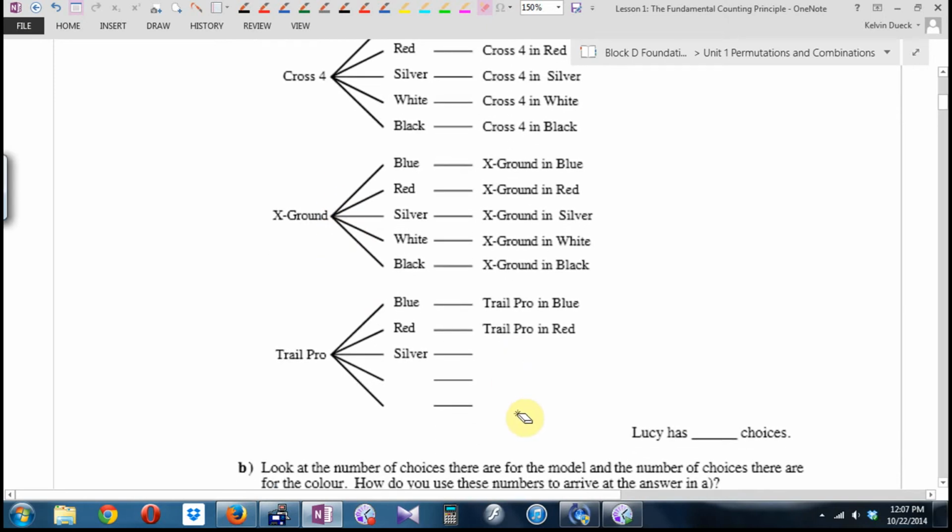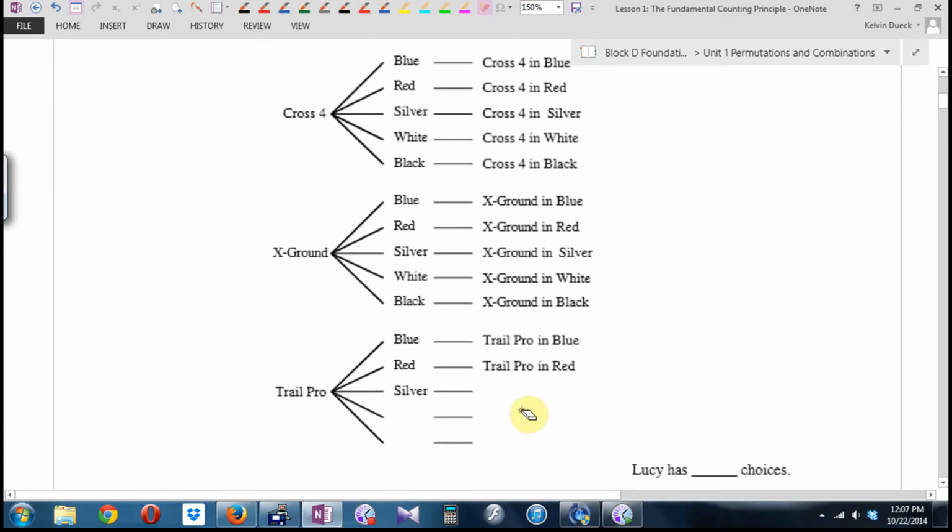without bothering to fill in these, can you tell me grand total, how many different outcomes are there? How many different ways can she buy a vehicle? Yeah. 15. Now you can get them by counting the branches at the end. There's 15 of them. Can you see a shortcut for finding 15 based on the fact that there's 3 models and 5 colors? The different colors times the number of models. And believe it or not, that's the fundamental counting principle.